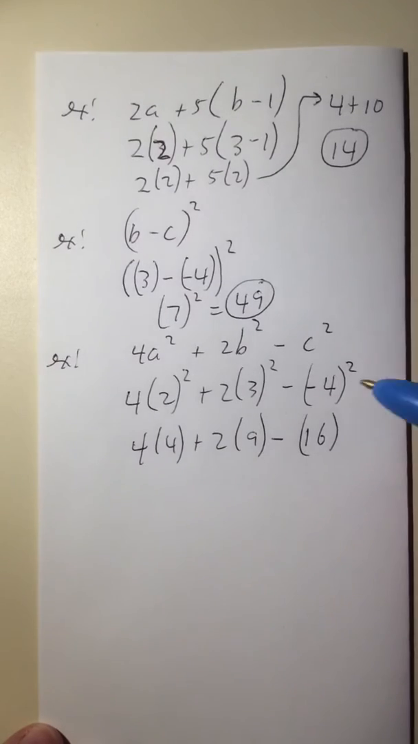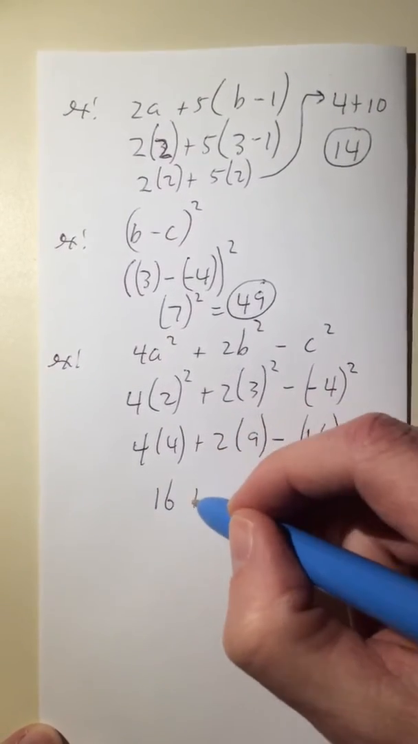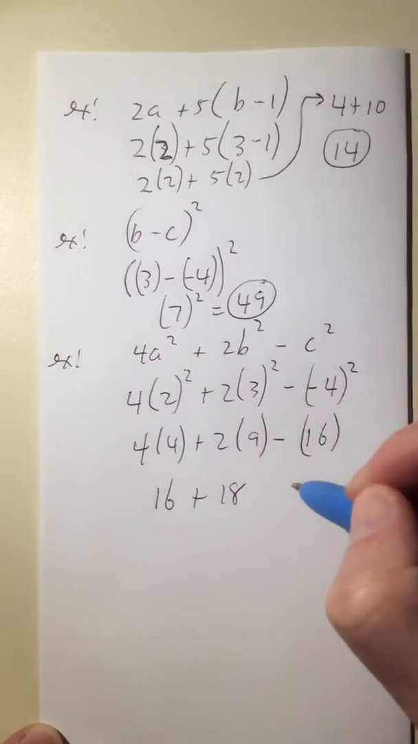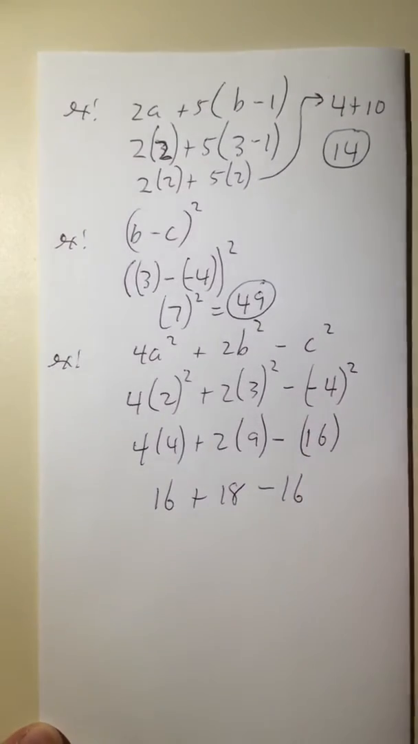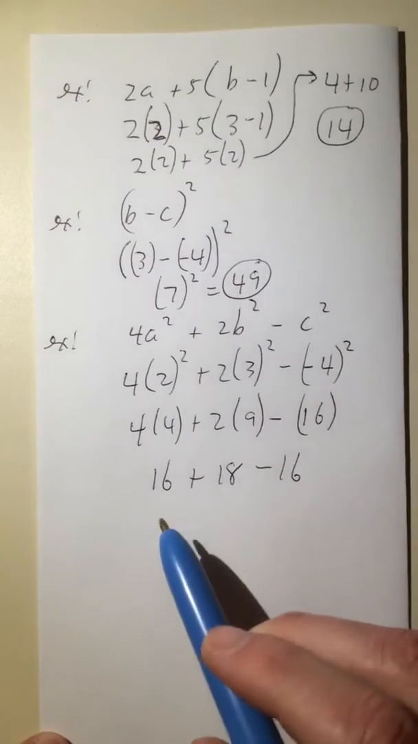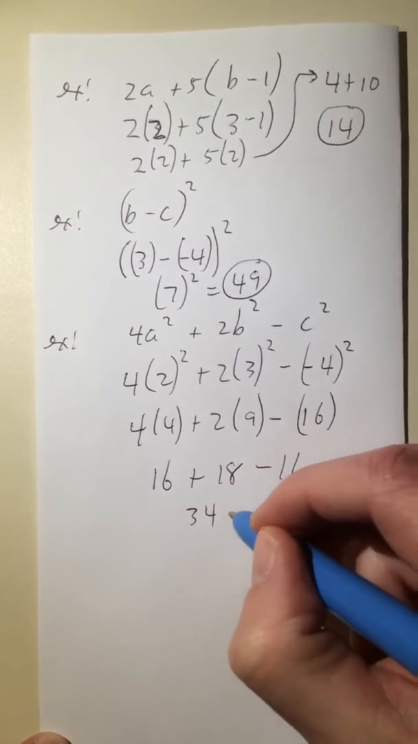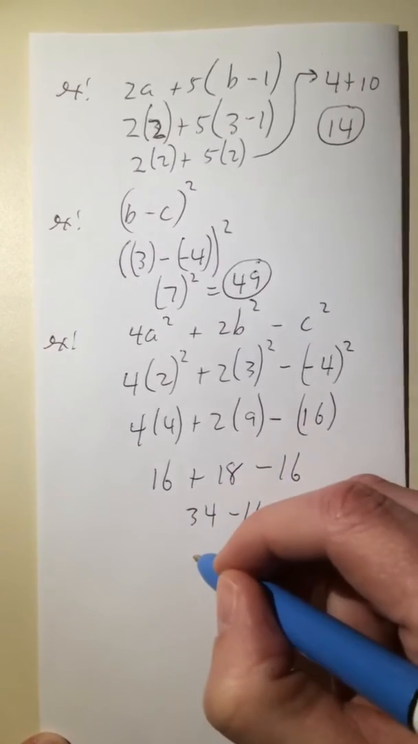And then we're down to the multiplication phase of things. So we do 4 times 4, of course, is 16. 2 times 9 is 18. Minus 16, nothing to do there. And then again, order of operations tells us we need to go left to right, so we're going to. So 16 plus 18 is 34. Minus 16 is back to 18.